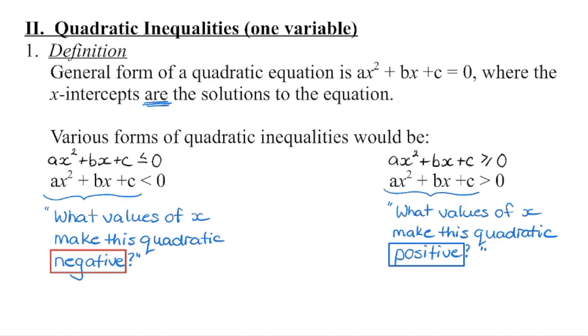So in this case, we want all values of x that would make this quadratic less than or equal to 0, or in this case, all values of x that would make this quadratic less than 0. This particular one, we're looking for all values of x that are going to make that quadratic greater than 0, or in this case, greater than or equal to 0. We know it will equal 0 on those x-intercepts.